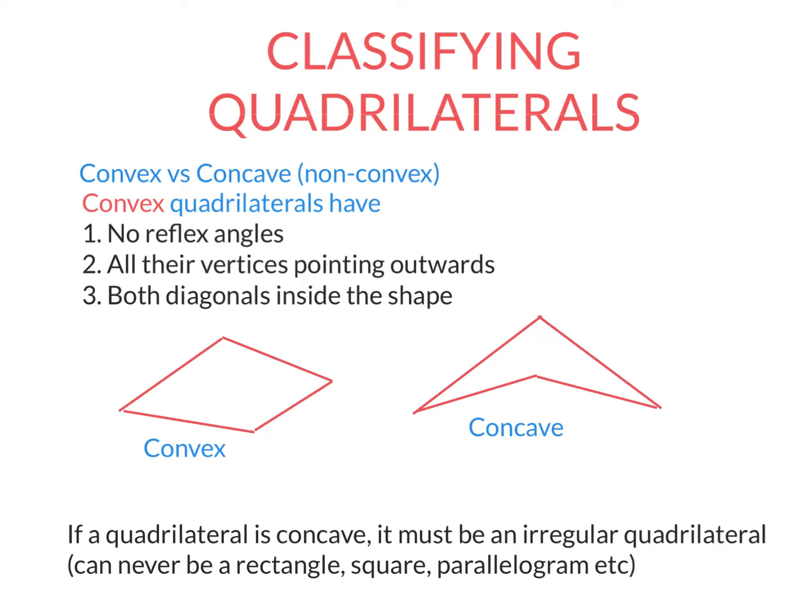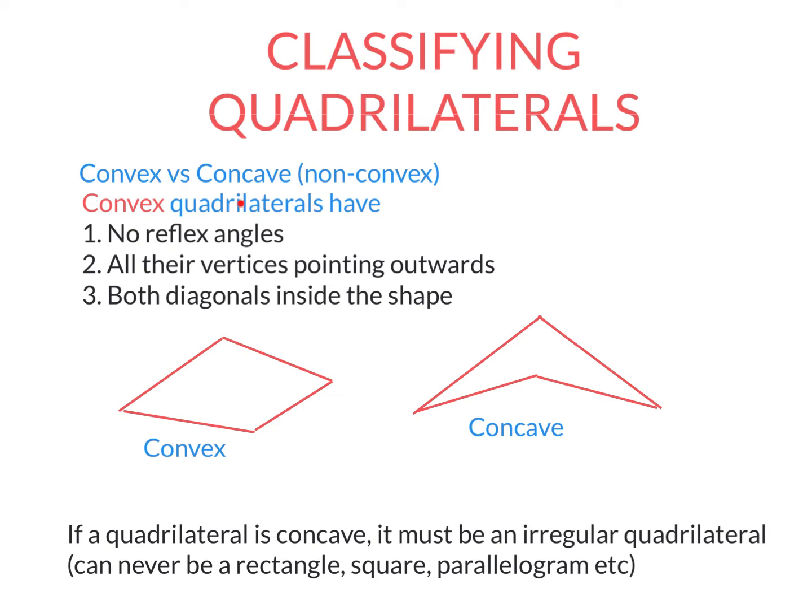Thank you so much for tuning into this video in which we will look at classifying quadrilaterals. Basically, we're going to group quadrilaterals according to their characteristics. So the first way we need to be able to group quadrilaterals is as to whether they're convex or concave. Note, concave just means not convex. So how do we do this?